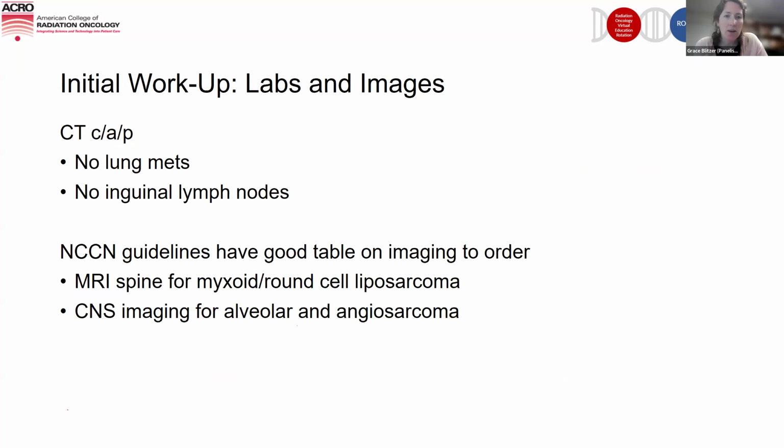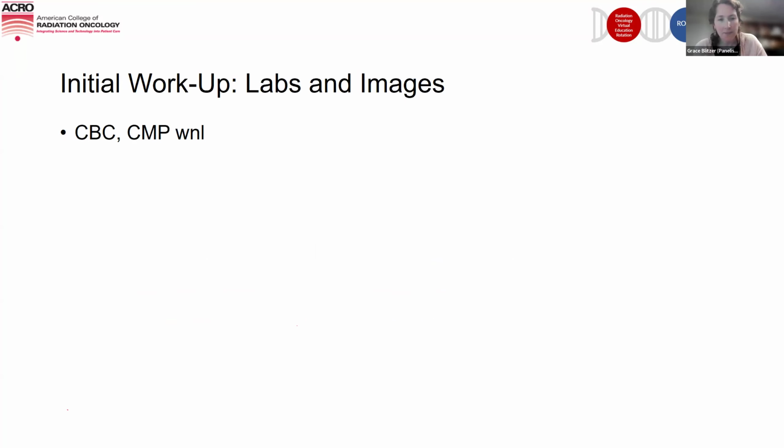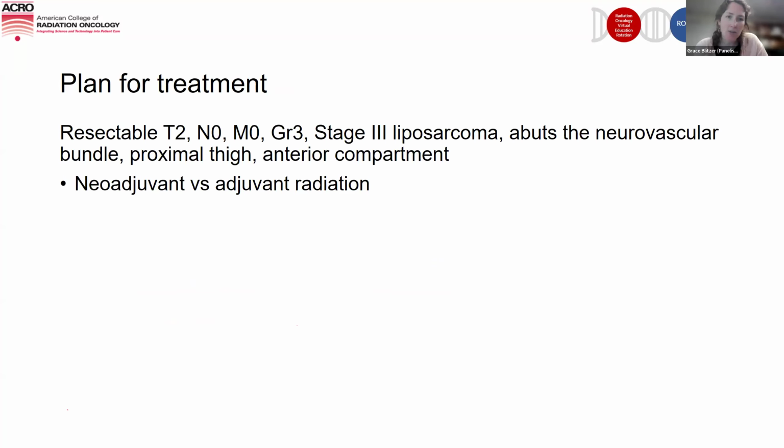So our initial workup, we talked about, you of course would need to get a CT chest to look for lung mets, but then also abdomen, pelvis, evaluating, are there any inguinal lymph nodes, anything else concerning, oh, there you go, I just said it, the NCCN guidelines. So for that myxoid or round cell liposarcoma, think about an MRI spine. Angiosarcoma can give you CNS metastases, so MRI brain, that sort of thing. Next slide. And then you're getting those labs showing nothing concerning.